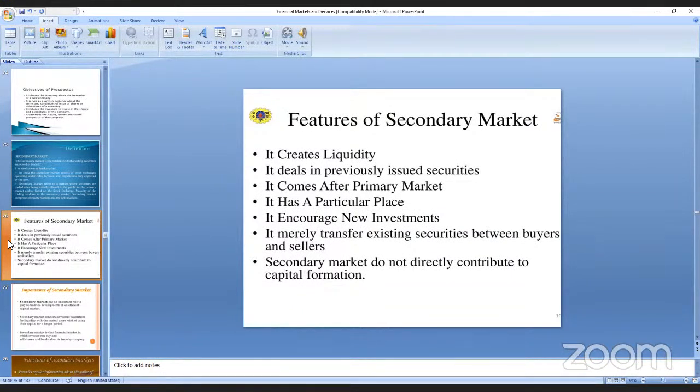Next secondary market feature: it makes the relationship between existing securities, that is, a buyer and the seller. The secondary market does not directly contribute to capital formation.